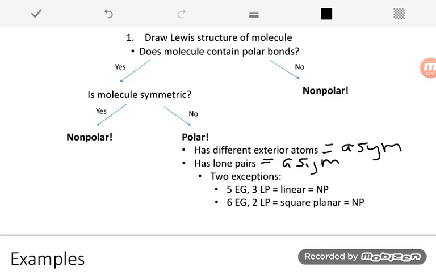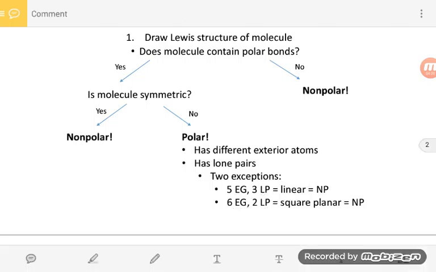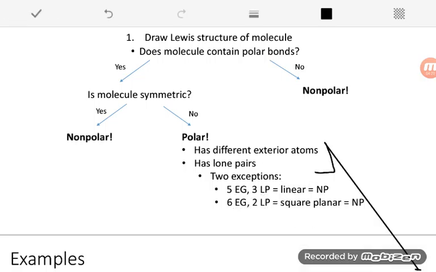If you have all the same exterior atoms and you have 5 electron groups, so a trigonal bipyramidal electron geometry, but 3 lone pairs, your molecular geometry is linear, and in that case it becomes nonpolar. Similarly, 6 electron groups, that's octahedral electron geometry, but 2 lone pairs, you get a square planar molecular geometry, also nonpolar. Those two are pretty rare though, so for the most part, these two rules are going to be good. Look for different exterior atoms and look for lone pairs. If that's the case, you have a polar molecule on your hands.